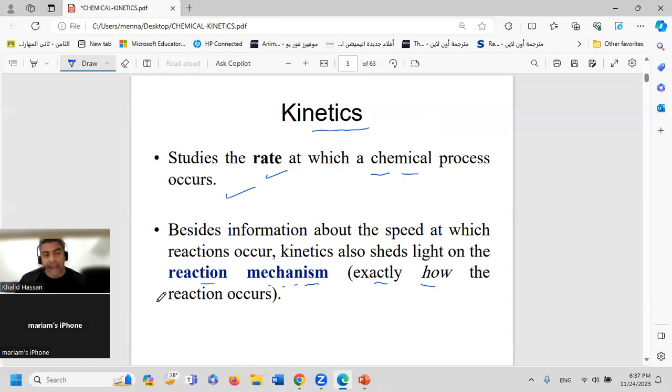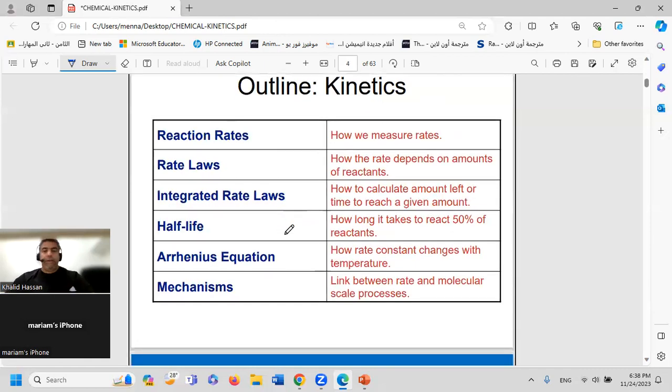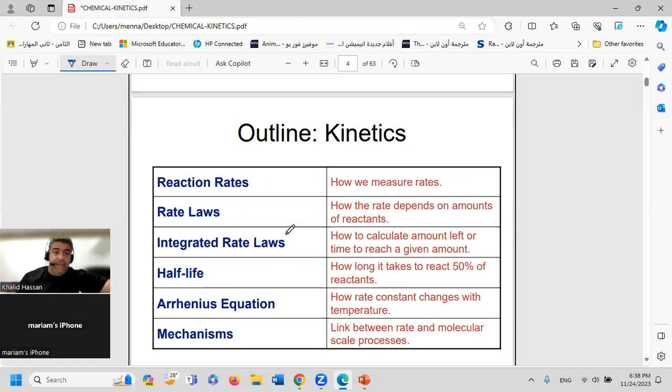You know what the mechanism means? How the reaction proceeds. So it gives you information about that, along with your speed, your timing, and your changing concentration during this chemical reaction. Now, for the outline of your work on kinetics, we have the definition of the reaction rate and how we measure the rate.